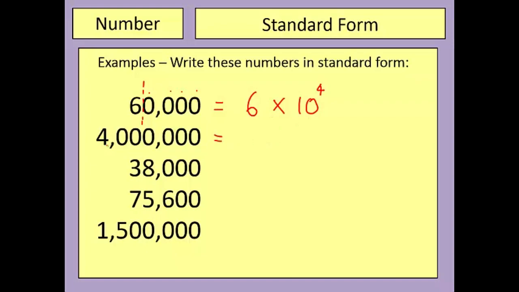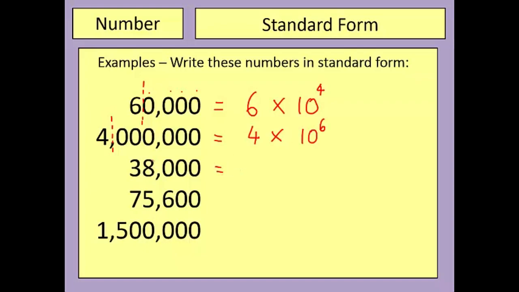Let's use the same logic on the next one. The number between 1 and 10, well, that's a 4. And then we need to draw a line after the 4 and count how many digits there are after it. 1, 2, 3, 4, 5, 6. So this is 4 times 10 to the 6.